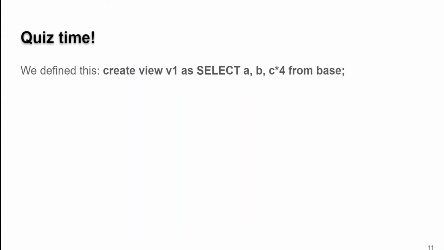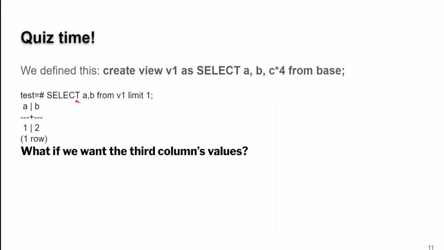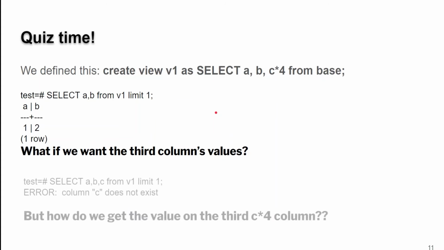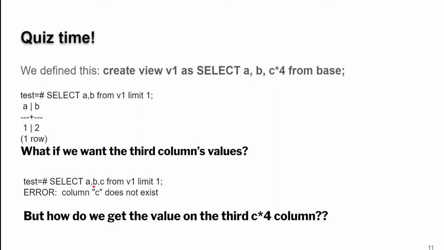Now here comes the quiz. We created the view V1 and select A, B, and column C multiplied by 4 values from the table base. And we can select A and B from our view V1 and get the values. But what if we want this, the C times 4? How do we get that? And we can't call it C because it's not defined as C. So how do we get that value? And the answer will be in the demo.